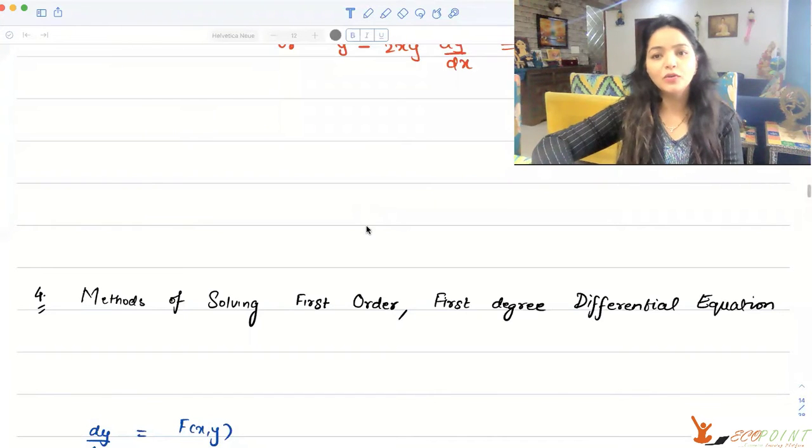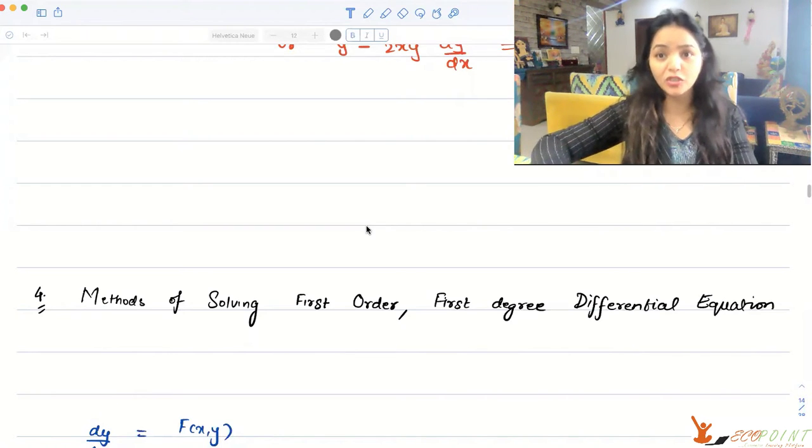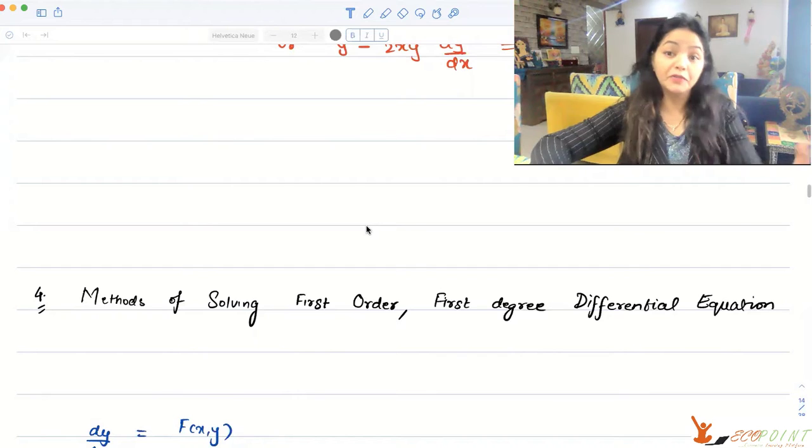Hey guys, so till now we know what a differential equation is, and the different kinds of ways in which we can create a differential equation. What kind of curves give you what kind of differential equations, right? Satisfy what kind of differential equations. Now we will formally talk about the method of solving first order, first degree differential equations.